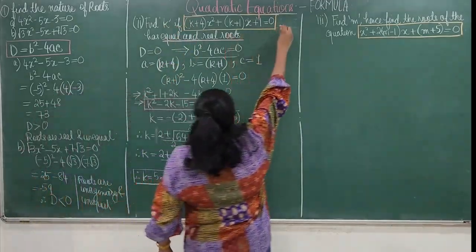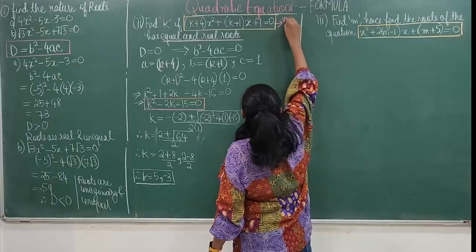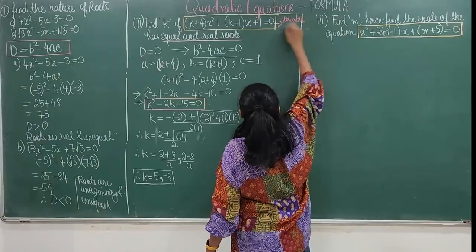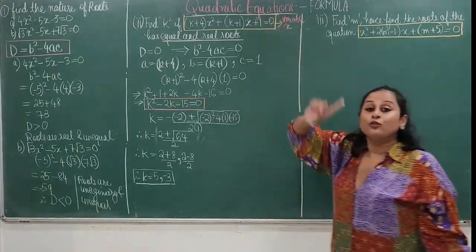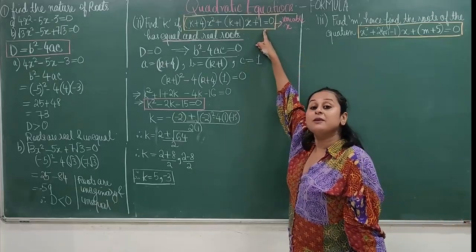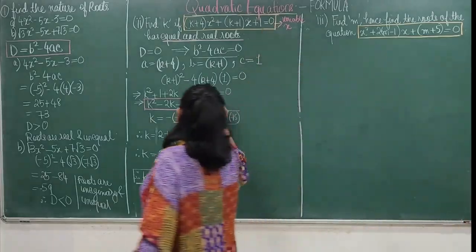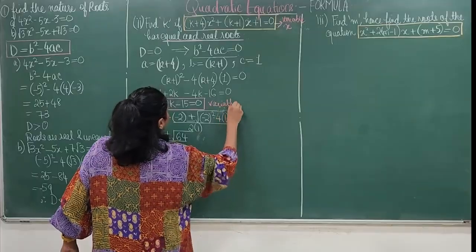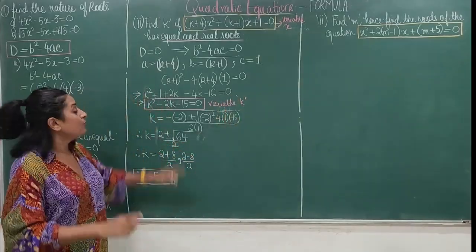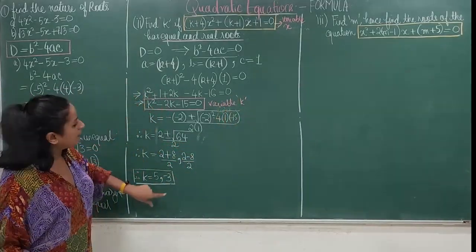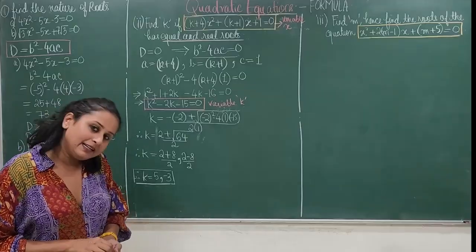So this equation is an equation whose variable is x. So to find the roots of this equation, we must find the value of x. For this equation, the variable is k. So to find the roots of this equation, we must find the values of k. Is that clear?